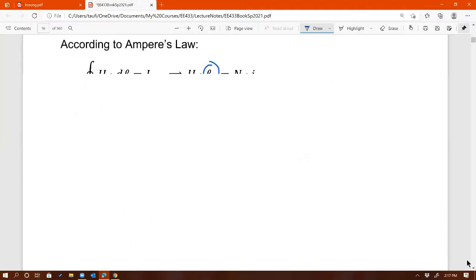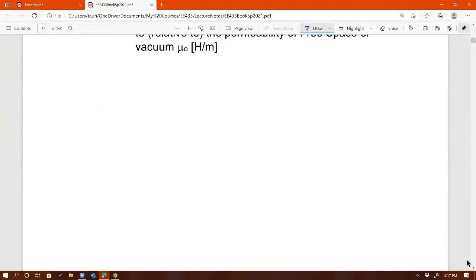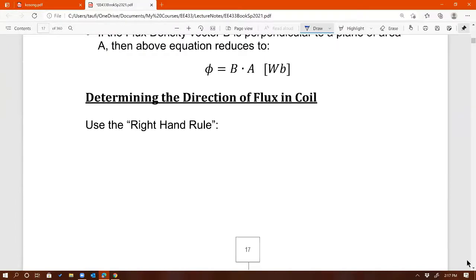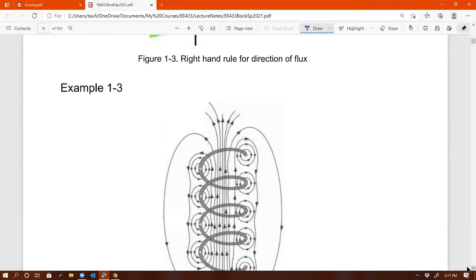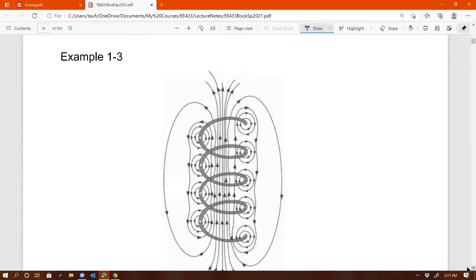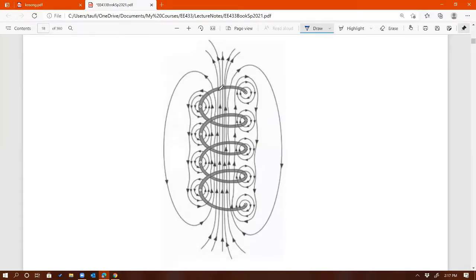Now what's interesting is that if you apply that to a coil like this, you can see clearly why having a coil is preferable. Why is it that we use coils a lot in terms of electromagnets? You can see clearly from this picture, hopefully, that if you zoom in to this.